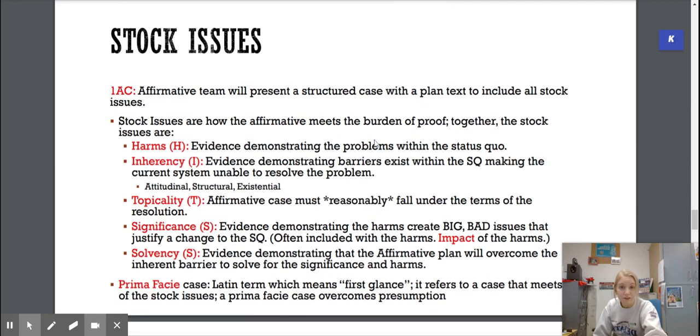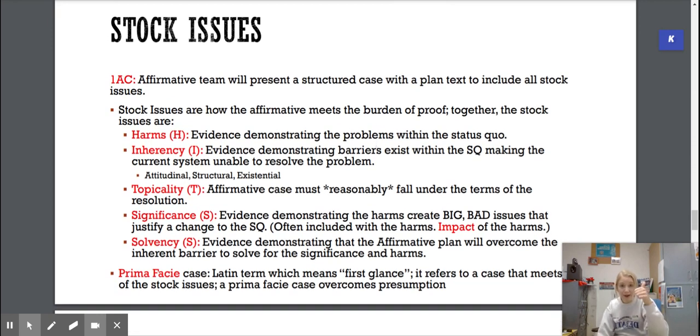Okay, so we've talked about the stock issues. We have harms, the bad things that are happening in the world. We have inherency, why something's not being done to fix the problem. We have the plan, what exactly you're going to do to fix the problem. Solvency, how passing your plan will fix the bad things, the harms. We have advantages, which is added bonuses to doing the plan.